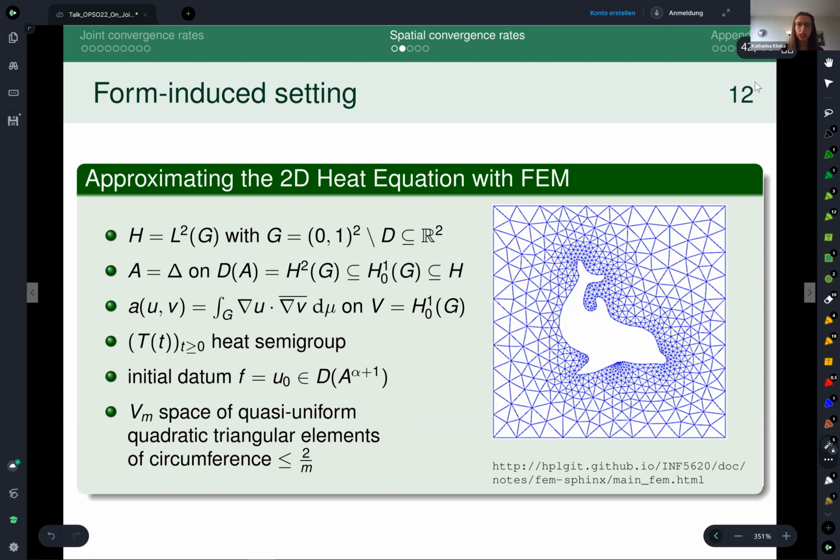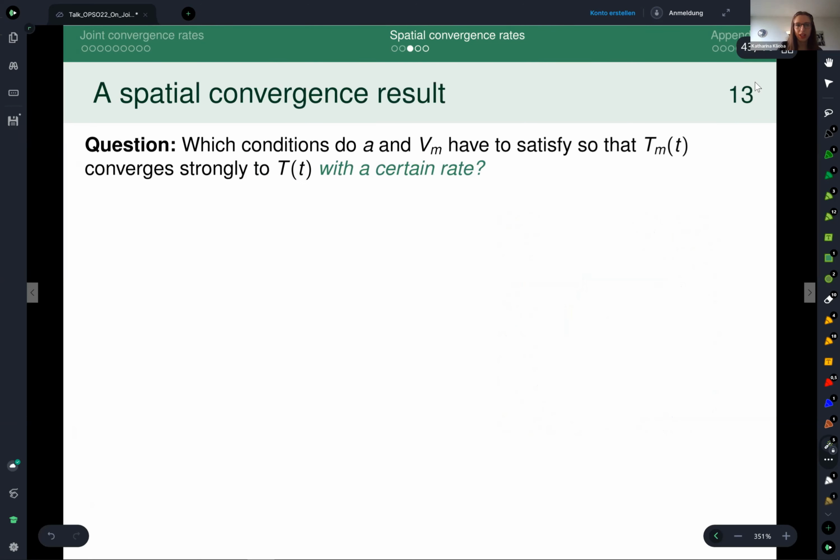And to make things a bit more interesting, we can also work not on the whole unit square, but on the whole unit square apart from some domain. Unfortunately, this domain does not work because it's not convex, but as soon as G is convex, Lipschitz and bounded, this works. And we're now interested in convergence rates for this solution. So how well can we approximate our semigroup?